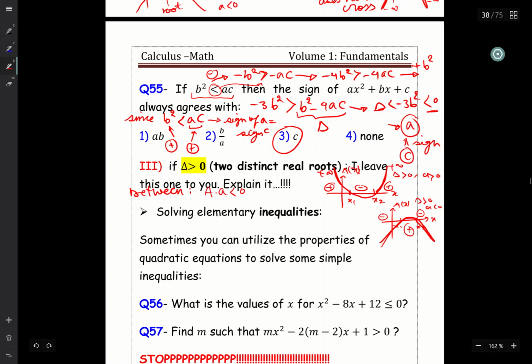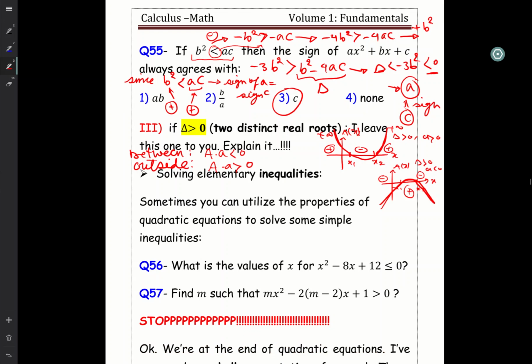Capital A times negative. And outside the two roots, we already discussed this, the sign of the quadratic equation agrees with the sign of A. A times A is positive. So the coefficient of the leading term squared determines the sign of A based on the delta. Delta is positive, 0, or negative.